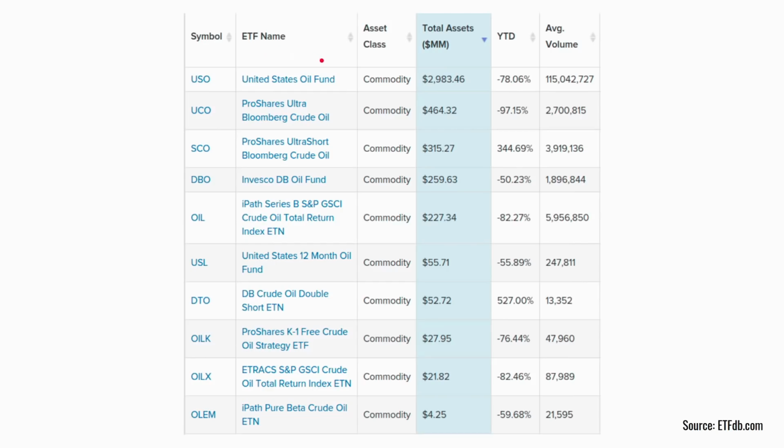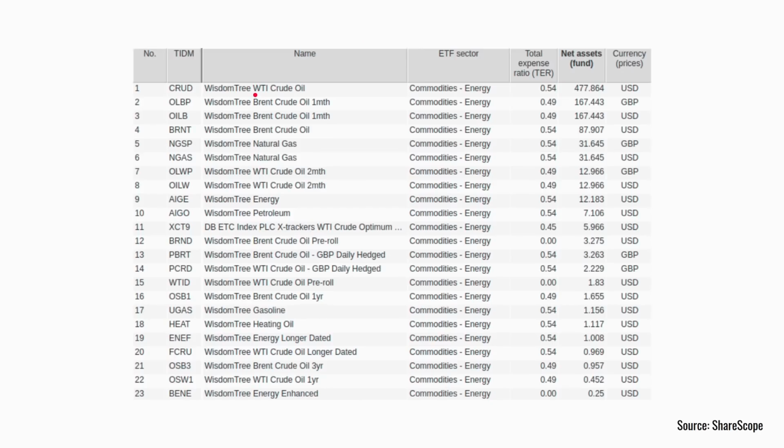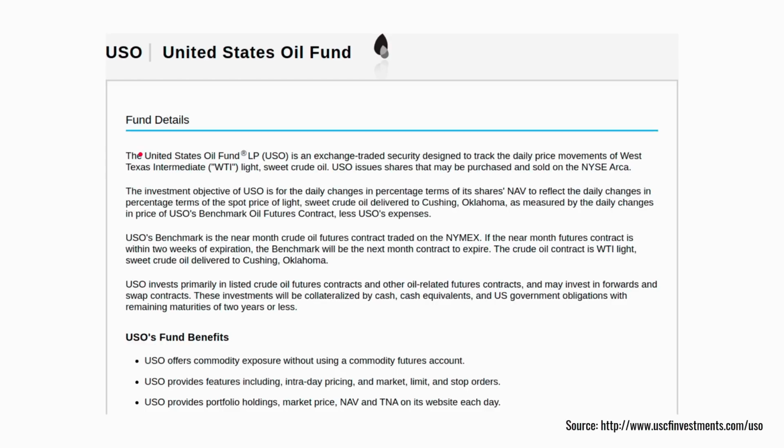By far the largest US exchange-traded commodity fund, which is linked to the price of oil, is USO, the United States Oil Fund. And in the UK, WisdomTree dominates these energy exchange-traded commodity funds. Notice that the management fee for these funds tends to be very high. Anything more than about 0.2% I'd consider to be expensive. Now let's look at what happened to that USO fund.